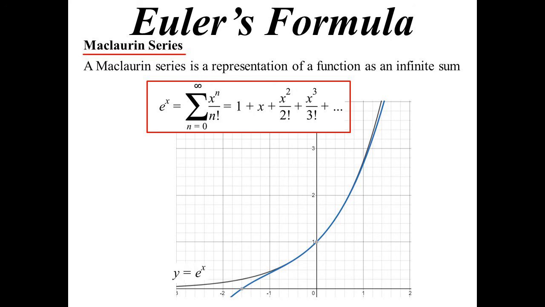The blue one, obviously I couldn't put in an infinite number of terms, but I just went up to the first three terms there. So 1 plus x plus x squared on 2 factorial plus x cubed on 3 factorial. And you can see around 0, it's very good. The more terms you have, the more that blue curve starts wrapping onto e to the power of x. So when you get an infinite number of terms, it would sit on it perfectly.